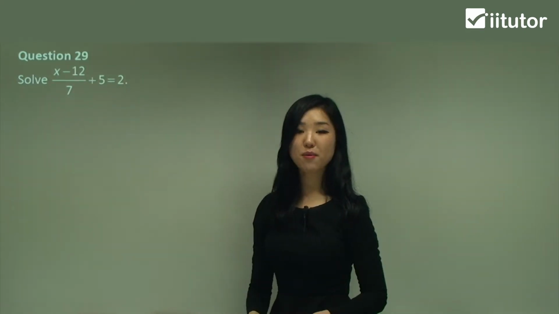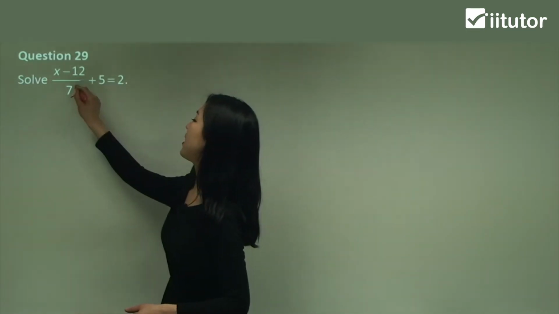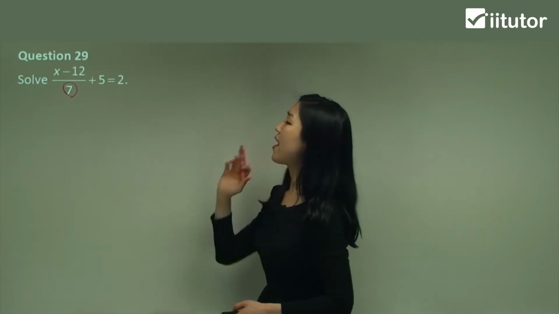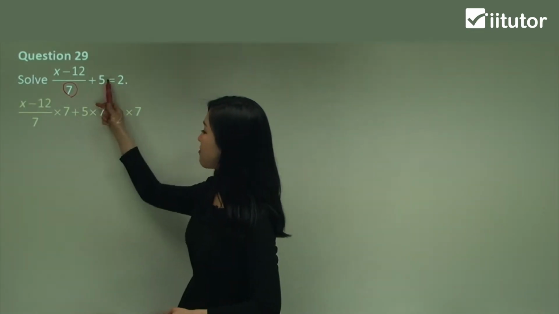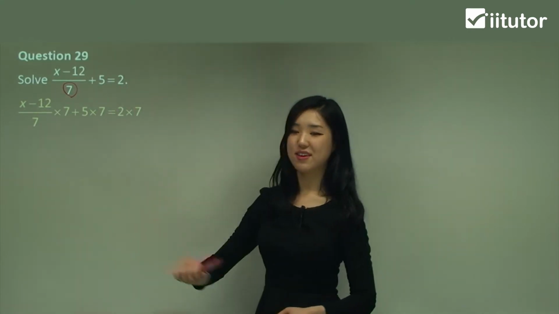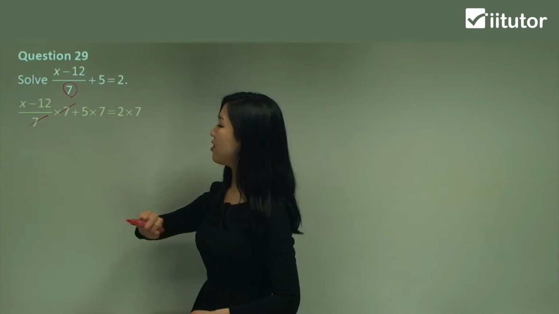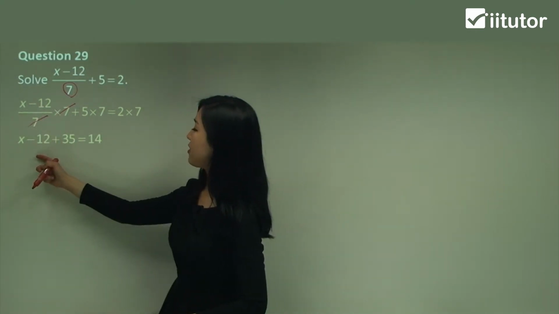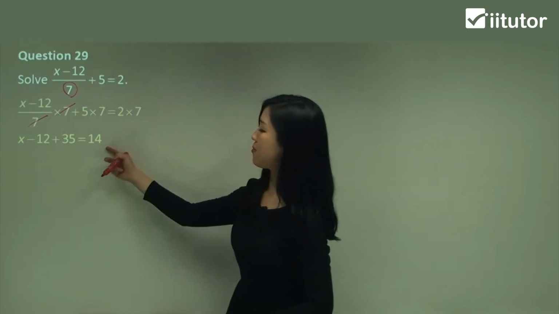Okay, what's the denominator? That's always the first thing you should identify. Denominator is 7. So let's go ahead and multiply everything by 7. So the fraction by 7, 5 times 7 and 2 times 7. So again, you can see that will cancel out. We just have x minus 12 left, plus 5 times 7, which is 35, and 2 times 7, which is 14.